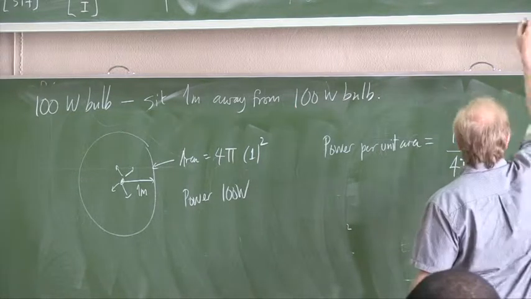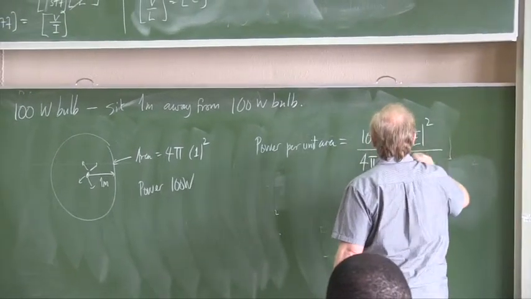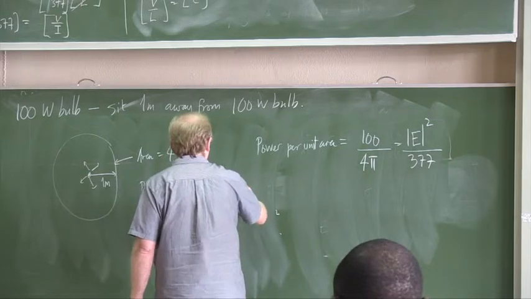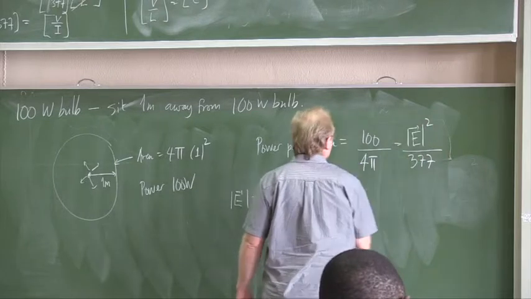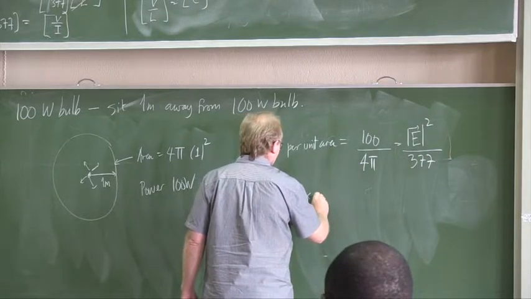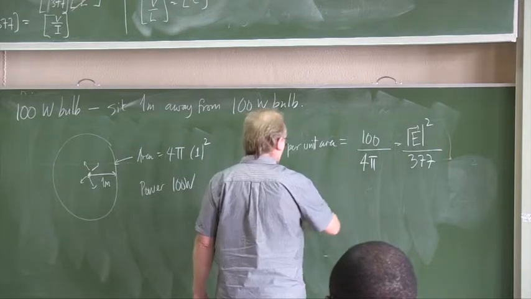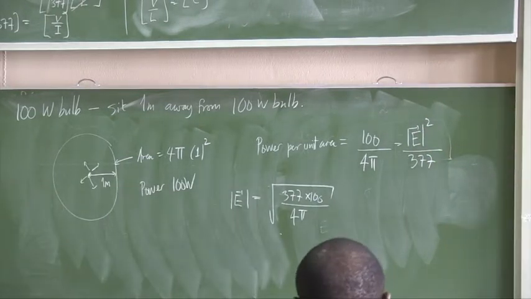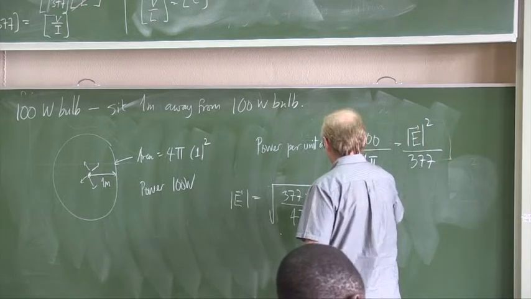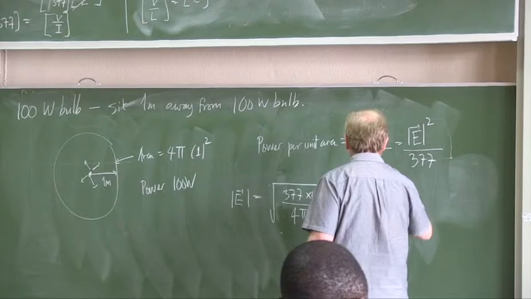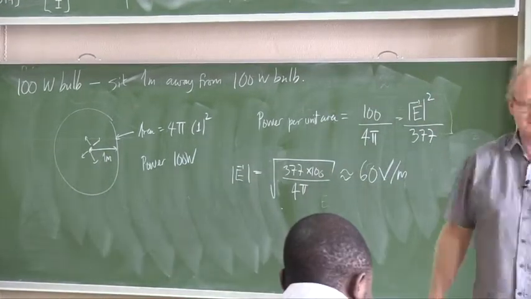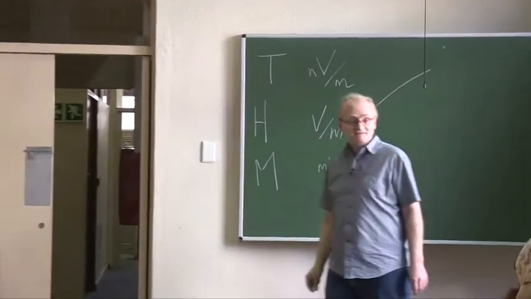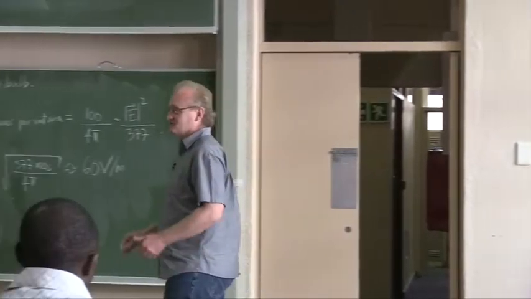And this should be equal to E dot E. So let's say the mod of E squared divided by 377. So the mod of E will be equal to 377 times 100 over 4 pi, square rooted. And I checked, what is that equal to? This comes out at about 60 volts per meter. So there's a winner. Good. So roughly 60 volts per meter. Okay. That would be the strength of the electric field. Good.